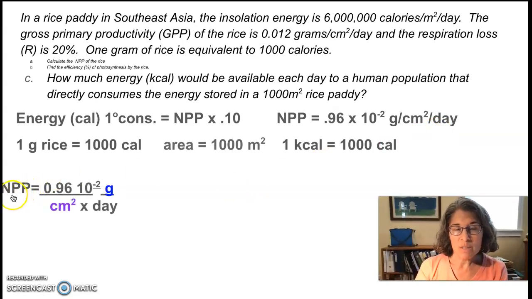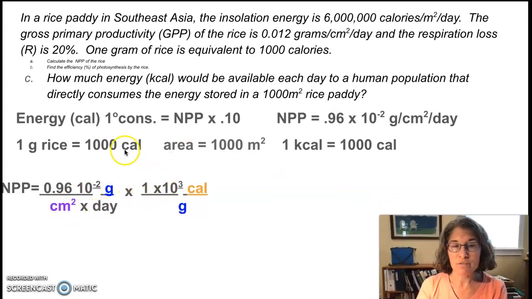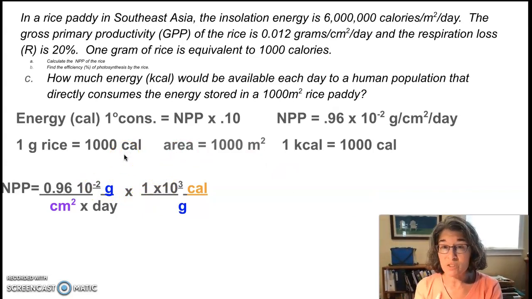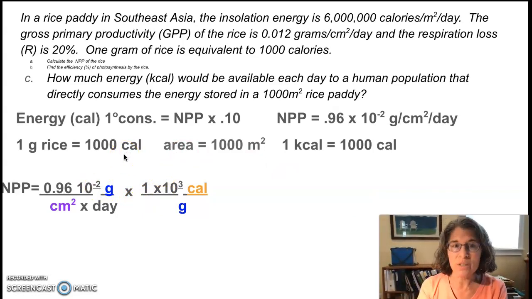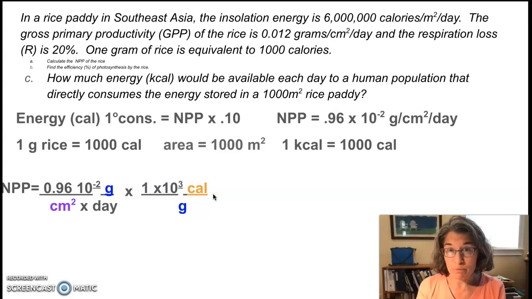So we're going to start with NPP is equal to 0.96 times 10 to the negative second grams per centimeter squared per day. And we're going to step by step convert that into kilocalories per day. So here, our first conversion, and again, because this is multiplication, you could do these conversions in any order, is that we know that there are 1,000 calories in every gram. That information came directly from the question. So now we've eliminated grams and we've converted our NPP into a form of energy of calories per centimeter squared per day. Well, that tells us how much 1 centimeter squared, again, little tip of pinky by little tip of pinky part of the rice paddy would be created.